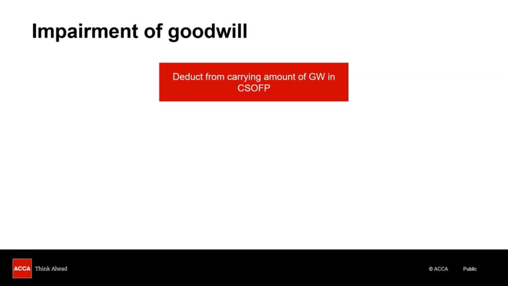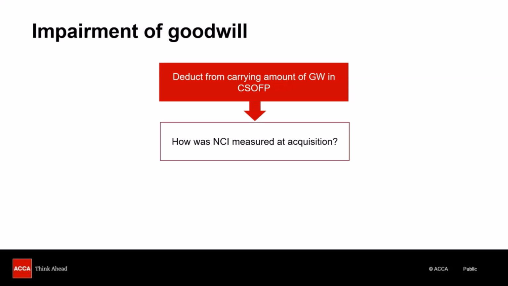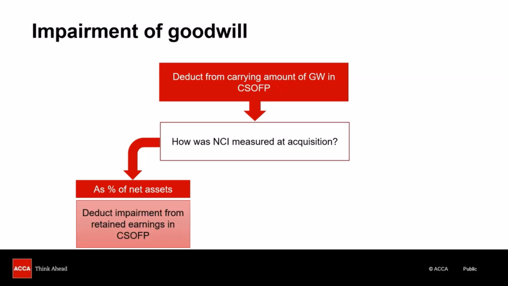In case there is impairment, we deduct it on one side from the carrying value of goodwill in the consolidated statement of financial position. The second part, where we charge the expense to either the group or the NCI, depends upon how we measured NCI at the date of acquisition. If NCI was measured as a percentage of net assets, or what we call proportionate share, then we deduct the impairment only from the retained earnings in the consolidated statement of financial position.